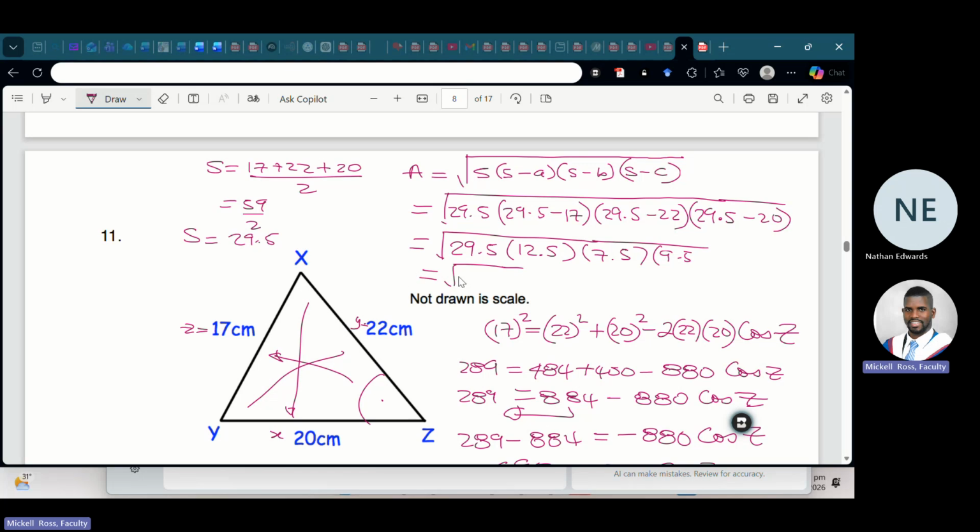So when we multiply all of them, we end up with 26,273.44. So the area is going to be equal to the root of 26,273.44, which is going to give us approximately 162.09, and it is in centimeters squared. So that is how you would use Heron's formula to calculate the area.